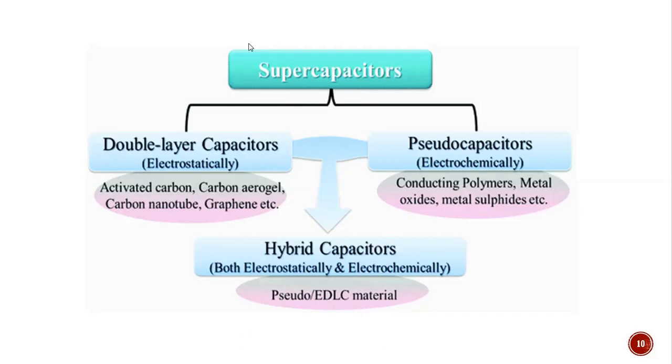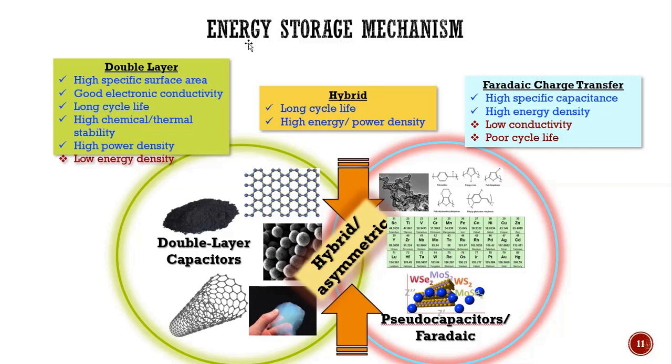So basically there are two types of supercapacitor. One is the double layer capacitor and the other one is the pseudocapacitor. The difference is that in a pseudocapacitor we are using metal oxides or metal sulfides, and in a double layer capacitor we are using activated carbon, carbon aerogel, graphene, like some carbon type materials. And in a hybrid capacitor we can use both, one electrode from a double layer capacitor and the other one from a pseudocapacitor.